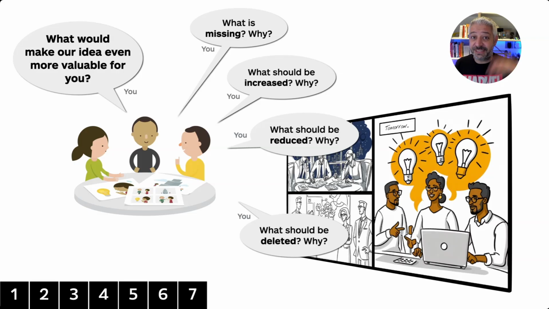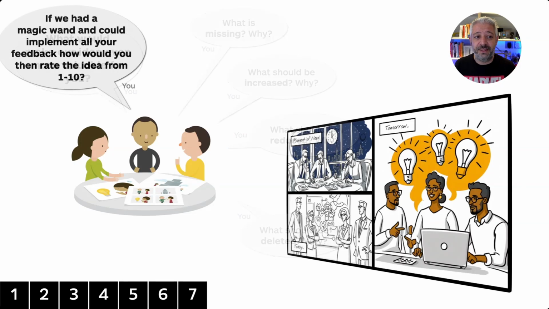Here comes the deeper psychological connection. If we had a magic wand and could implement all your feedback that you just gave us, how would you then rank the idea from 1 to 10?